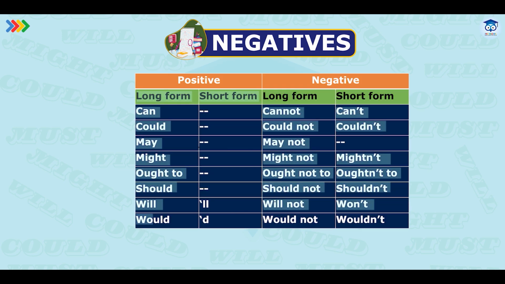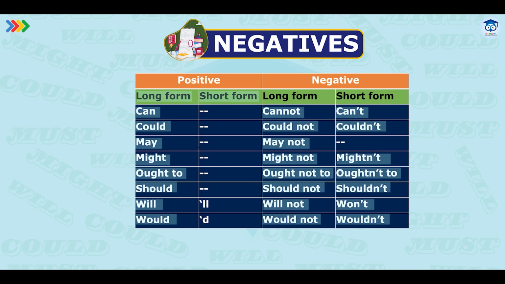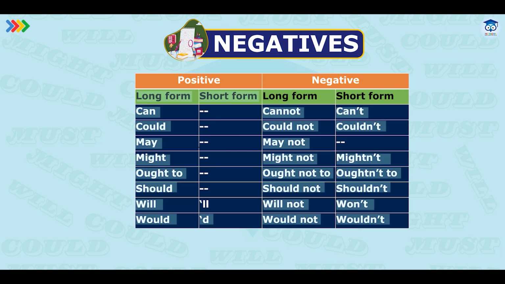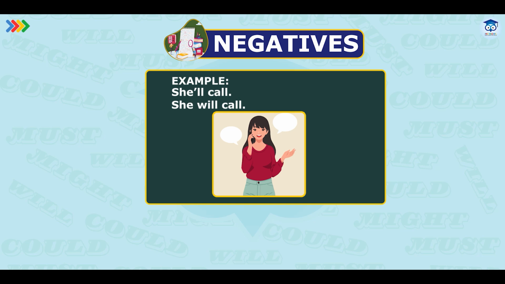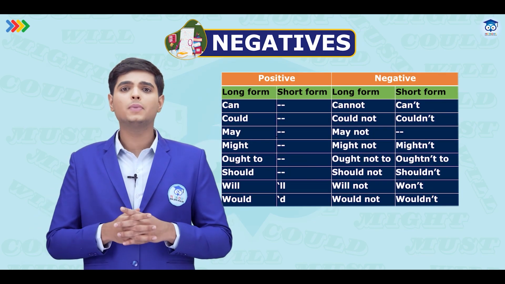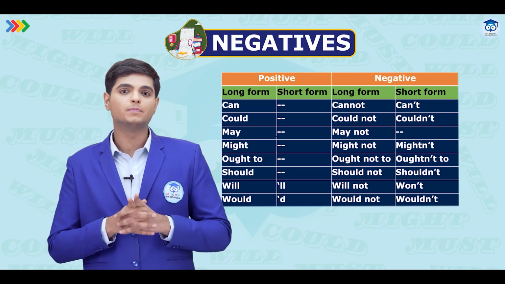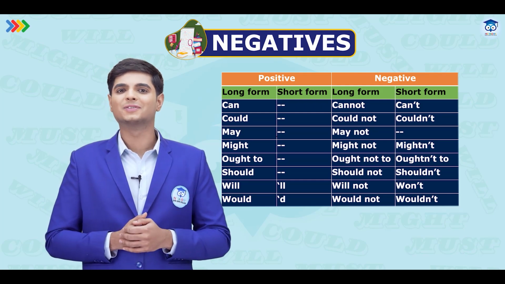And finally, would becomes would not and its contraction is wouldn't. For example, they wouldn't listen. As for the positive short forms, notice that should and would have contractions like 'd, as in he'd go, meaning he would go, and 'll for will, as in she'll call, meaning she will call. Understanding these forms will help us speak more naturally and clearly in both written and spoken English, especially when expressing refusal, uncertainty, or polite disagreement.